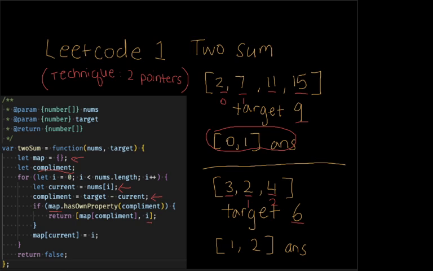Now, if you do not find that, what you do is in that map or hash, you store the current value, which you calculate up here, and you store the value of the index for which you're currently at. So if we take a really quick walkthrough of the first example, we should see how this works.